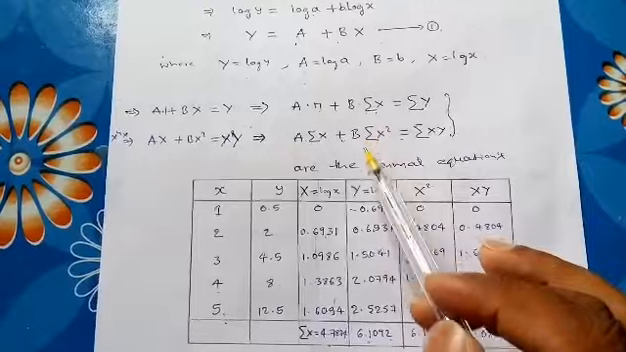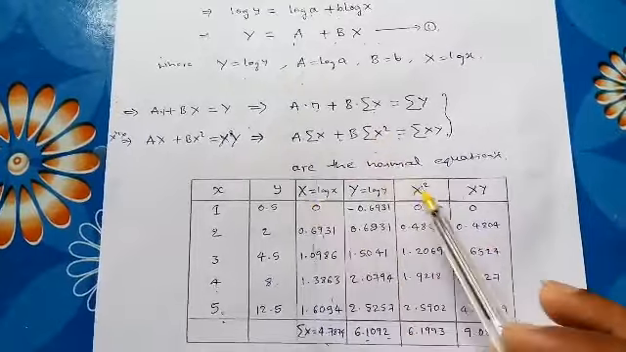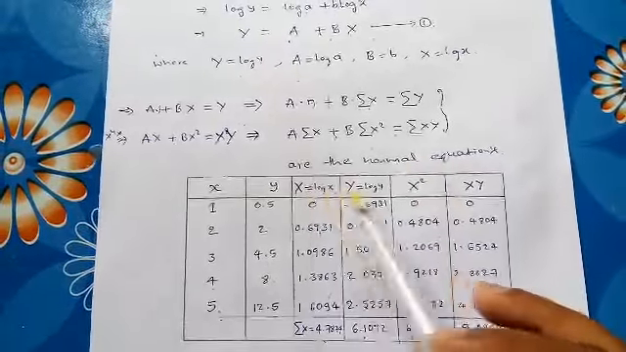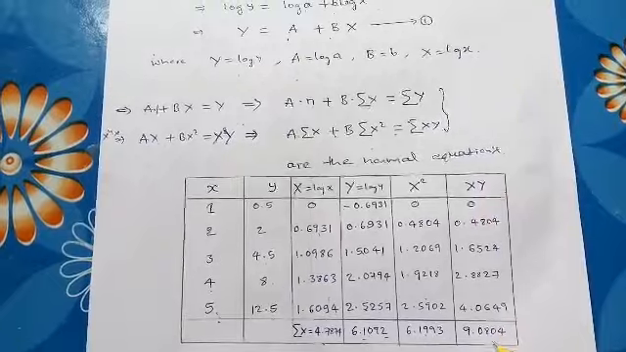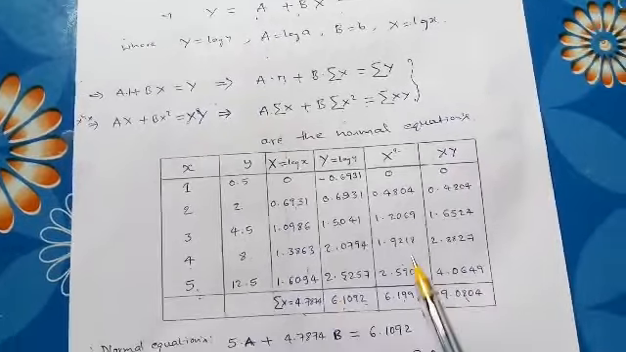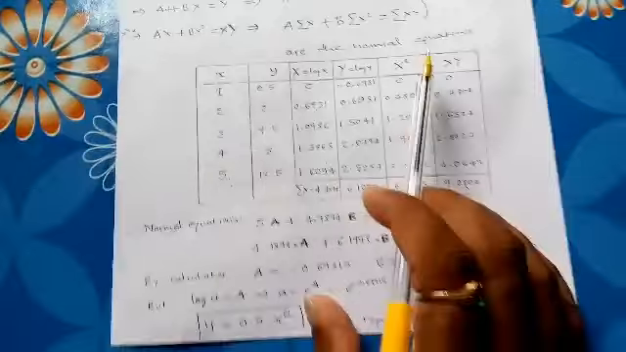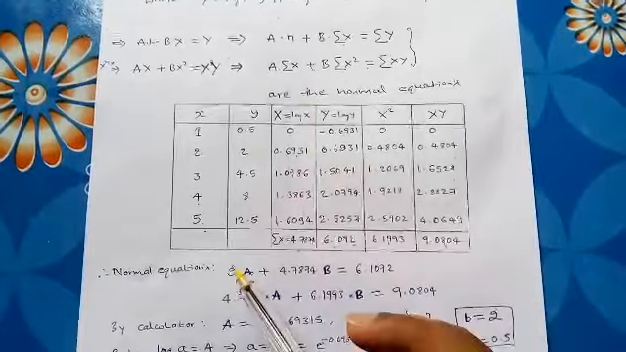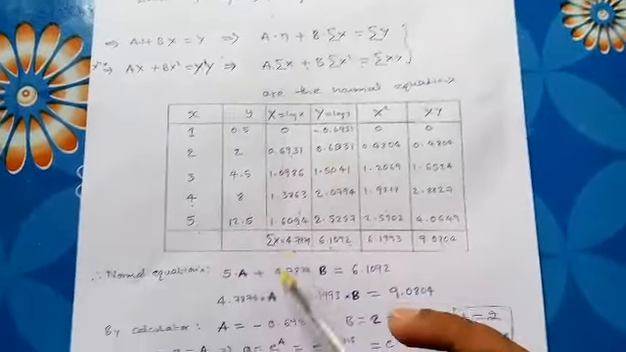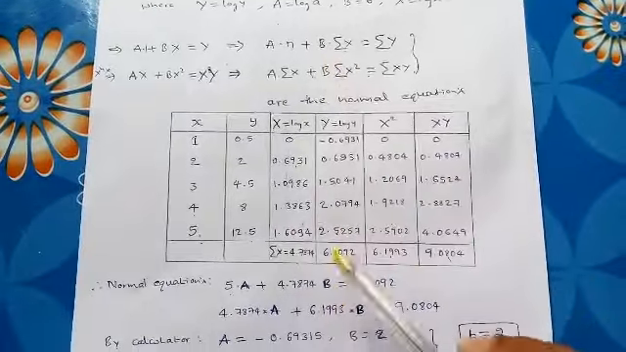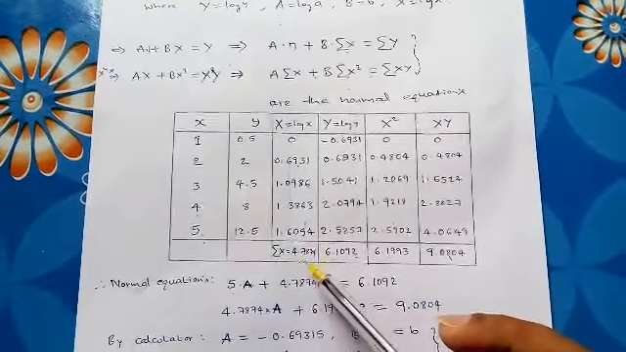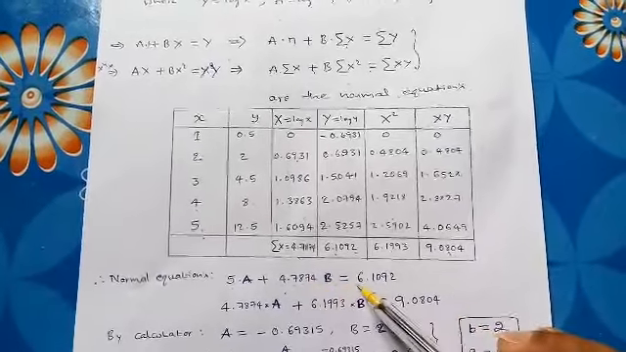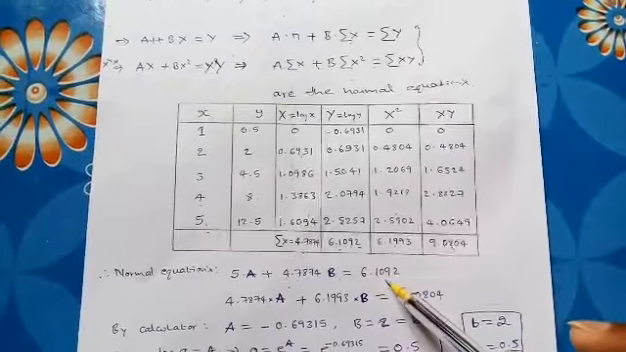Similarly, here we need summation of x square. For that, square the values of x, write down here and find their sum. Similarly, find the product of x and y, write down here and find their sum. Substitute these summation values into the normal equations. For example, in the first equation, a into n. N value is 5, so 5 into a plus b into summation x. Summation x value is 4.7874, so 4.7874 into b equal to summation y value, the RHS.